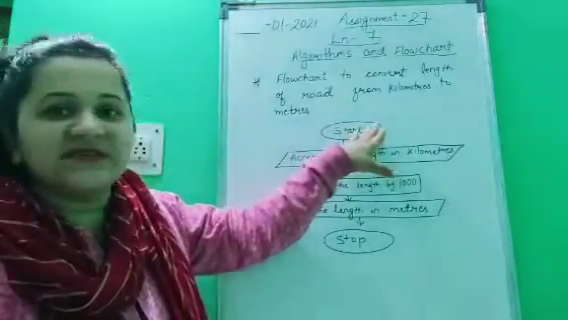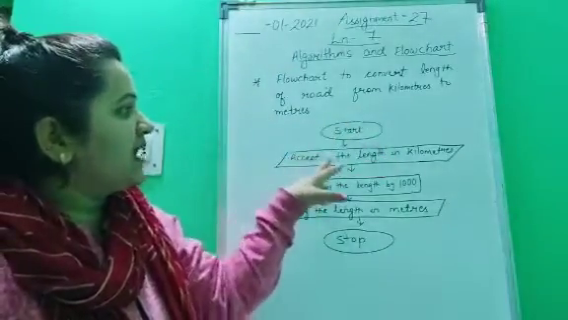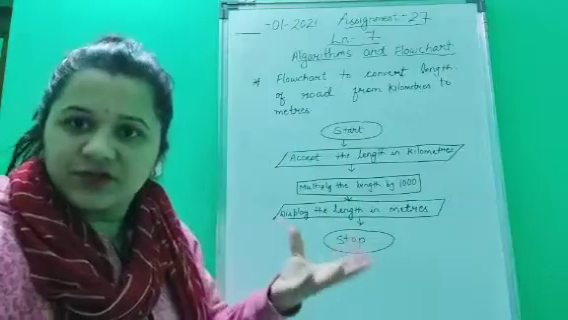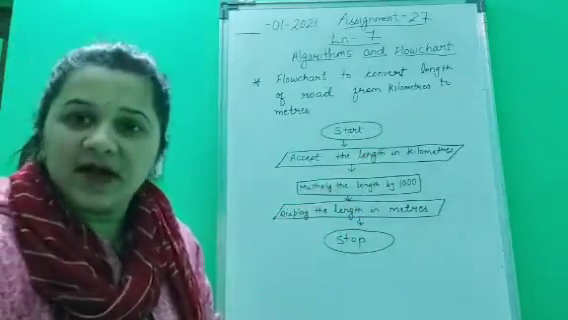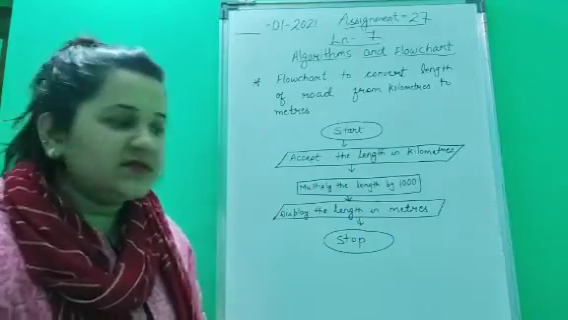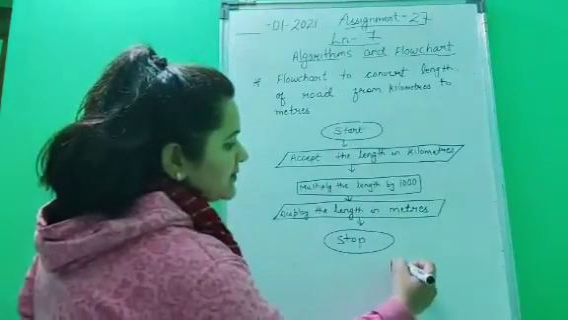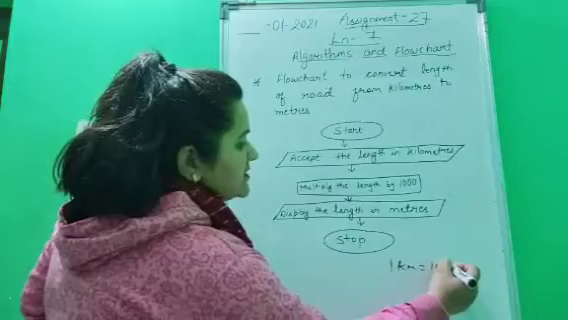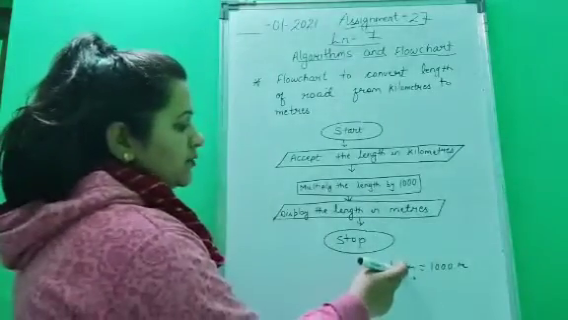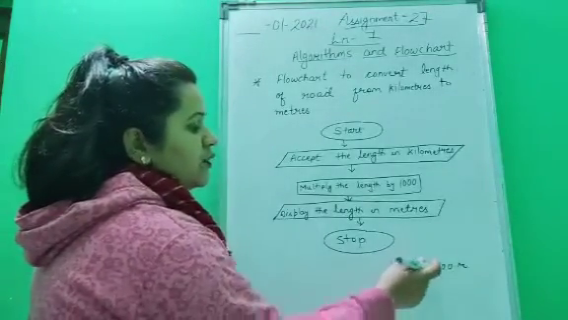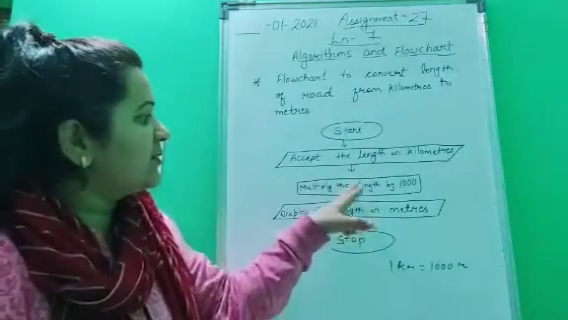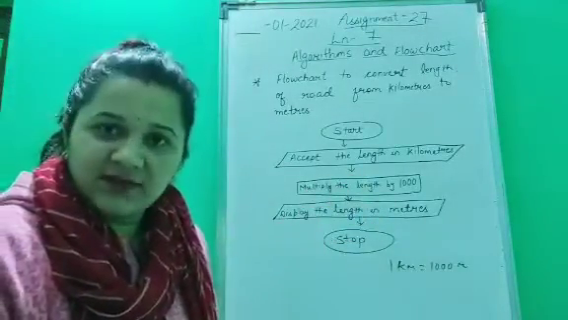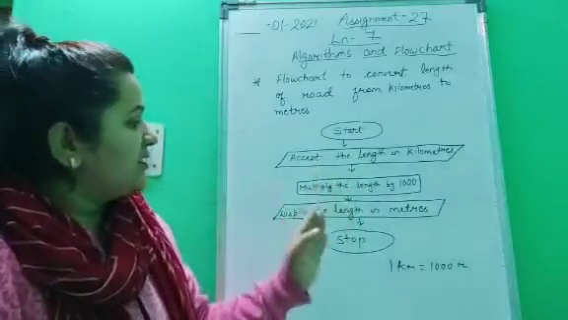First step should be start. Second step should be accept the length in kilometers. You would take the value in kilometers. Then you will multiply the length by 1000. Obviously, 1 kilometer is equal to how many meters? 1000 meters. Okay. So, if you want to convert any value from kilometers to meters, you have to multiply it with 1000. So the next step would be multiply the length by 1000. Got it?